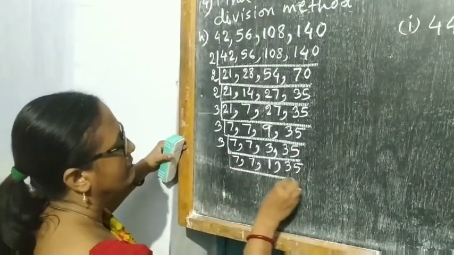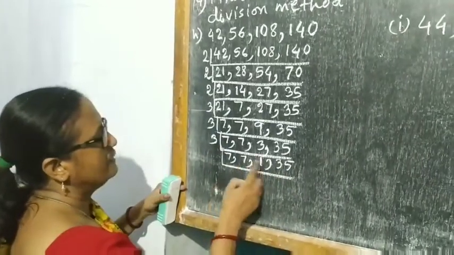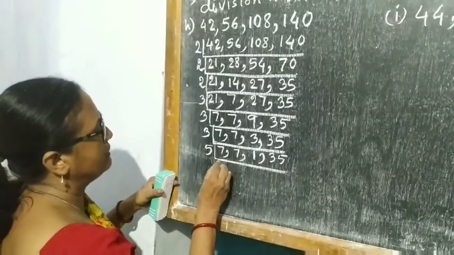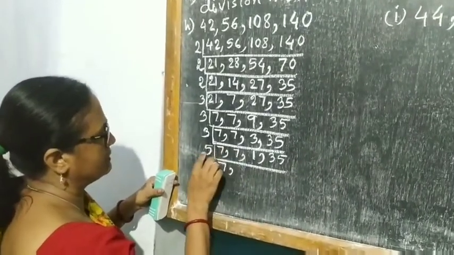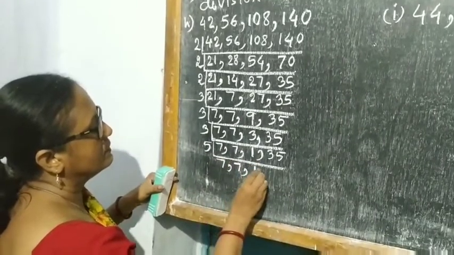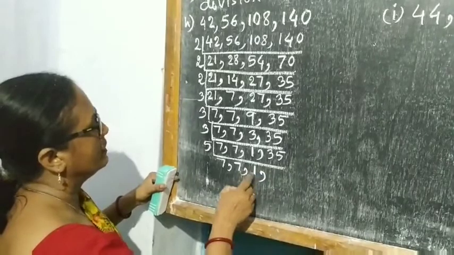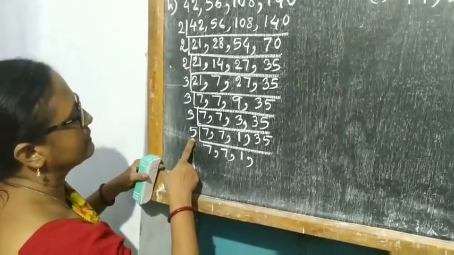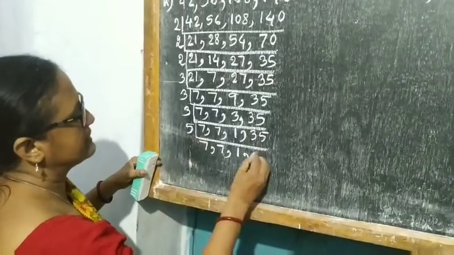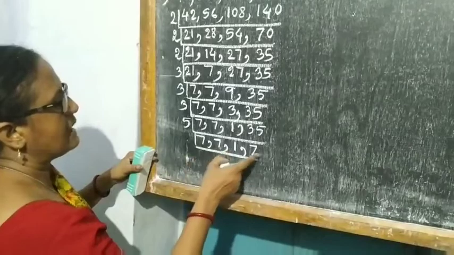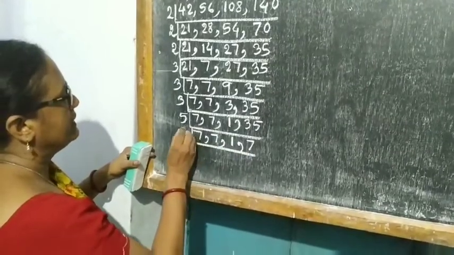Next, you try with the next prime number 5. So 7 divided by 5? No. 7 is divisible by 5? No. 1 is also not divisible by 5. 35 is divisible by 5? Yes, 7. Now all these numbers are divisible by 7.